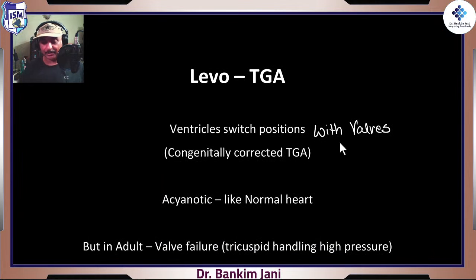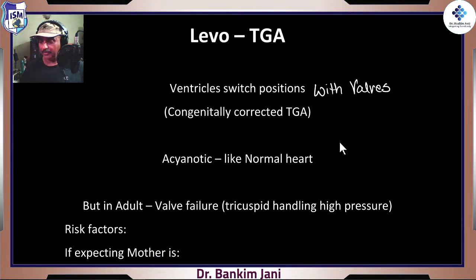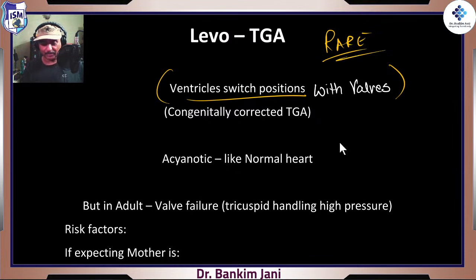Yeah, this is levo TGA, levo transposition of great arteries. Now here, the ventricles shift position. How strange. This is a bit rare. But here, the ventricles switch position along with the valves. So this is also called congenitally corrected TGA. I'll draw it for easy understanding.